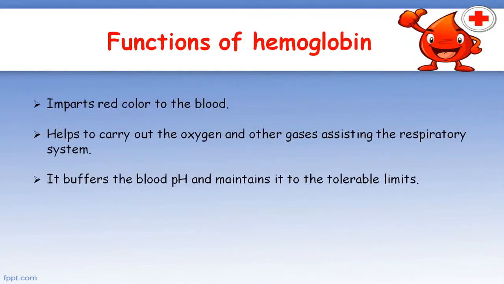Next one is the functions of hemoglobin. This hemoglobin imparts the red color to the blood. The main function is that it gives the red color to the blood and helps to carry oxygen and other gases, assisting the respiratory system. Next, it buffers the blood pH and maintains it within the tolerable limit.